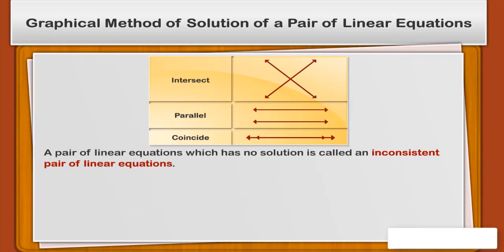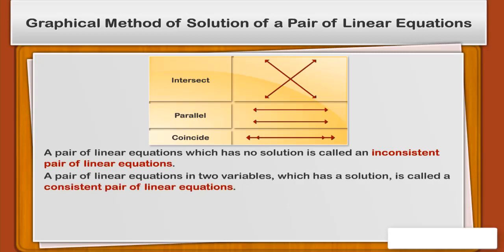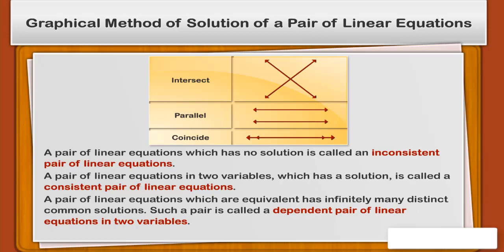A pair of linear equations which has no solution is called an inconsistent pair of linear equations. A pair of linear equations in 2 variables which has a solution is called a consistent pair of linear equations. A pair of linear equations which are equivalent has infinitely many distinct common solutions. Such a pair is called a dependent pair of linear equations in two variables. A point to be remembered is, dependent pair of linear equations is always consistent.